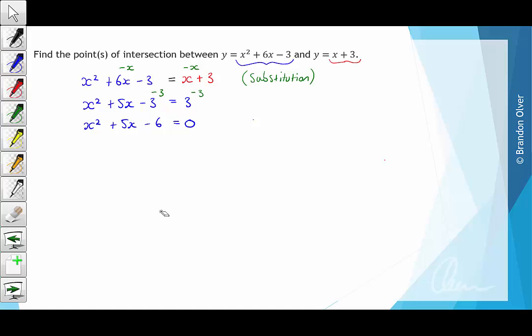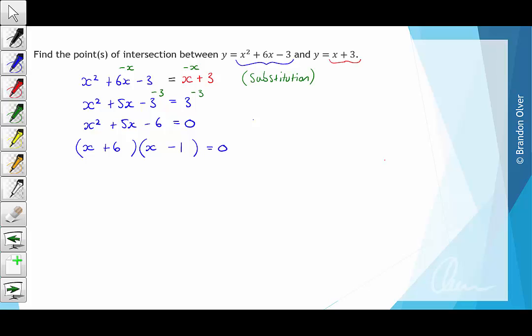Now when we're solving a quadratic, we need to factorize the quadratic expression. For this, it's relatively straightforward. We can just have x, and then we're looking for two numbers that multiply together to give -6 and add together to give +5. If we choose plus 6 and minus 1, we know that that will expand to give x squared plus 6x minus x minus 6, which is equivalent to our quadratic.